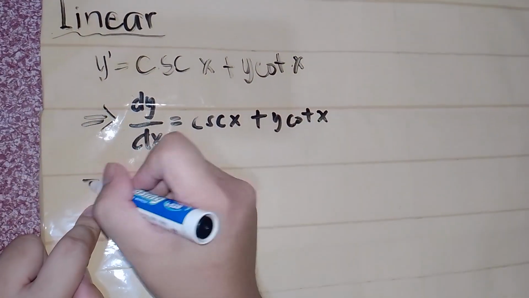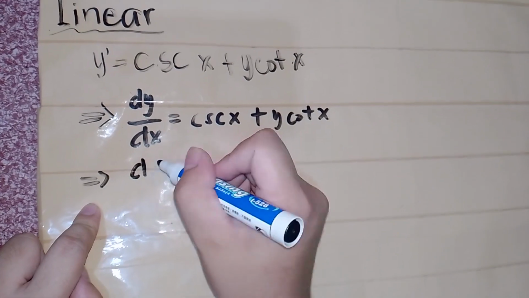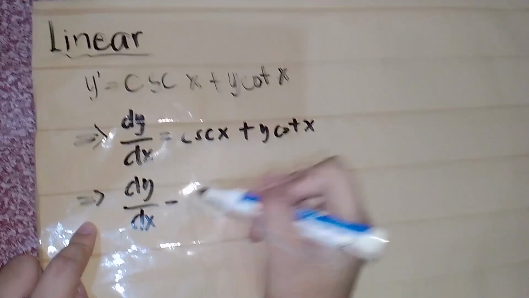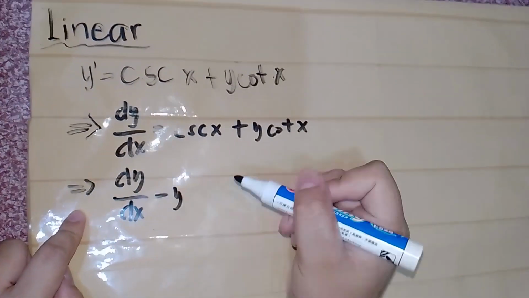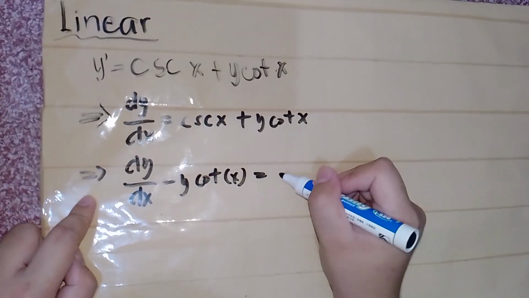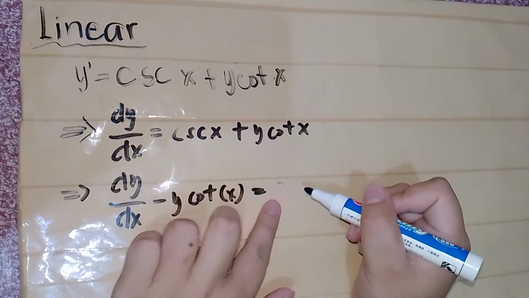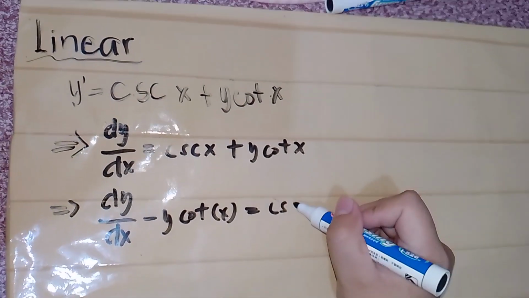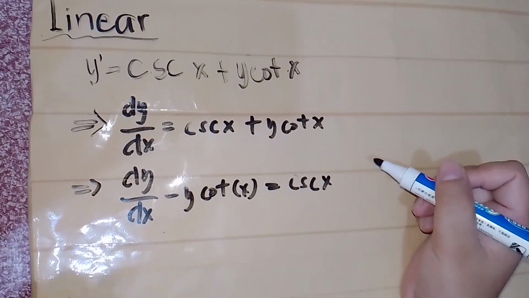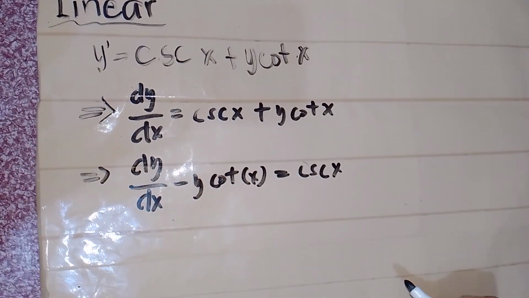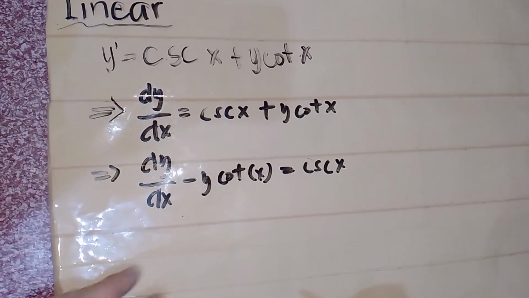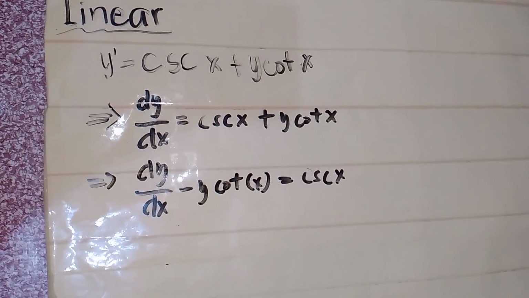Okay, so we have now dy over dx minus y cotangent of x equals cosecant x, right? Okay, so now we have our standard form. So as we can see, our equation is linear in y.